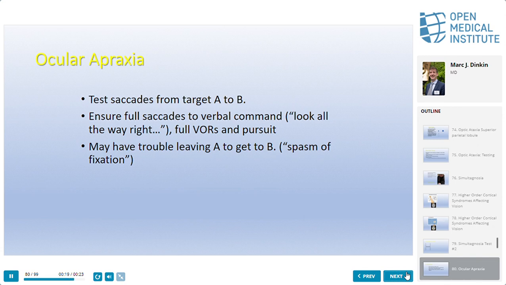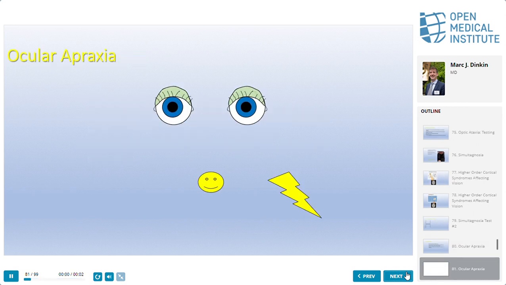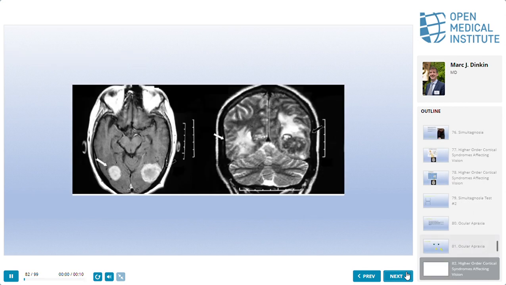So here you just have them look at one image to another. And here's the lesion in our patient. Bilateral parieto-occipital cortex, cutting off the connection between the where pathway and the brain. And here's another one of my other patients I showed you, the one that couldn't read the H.